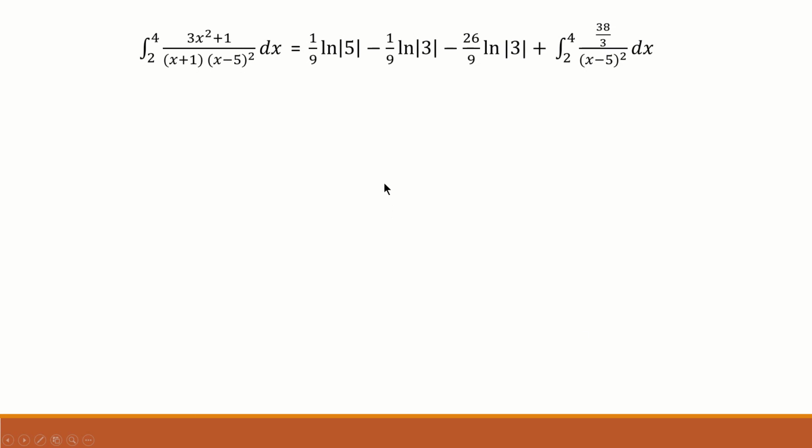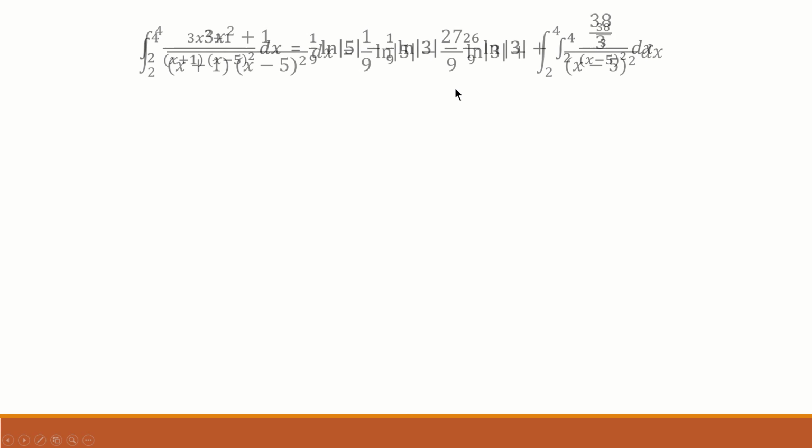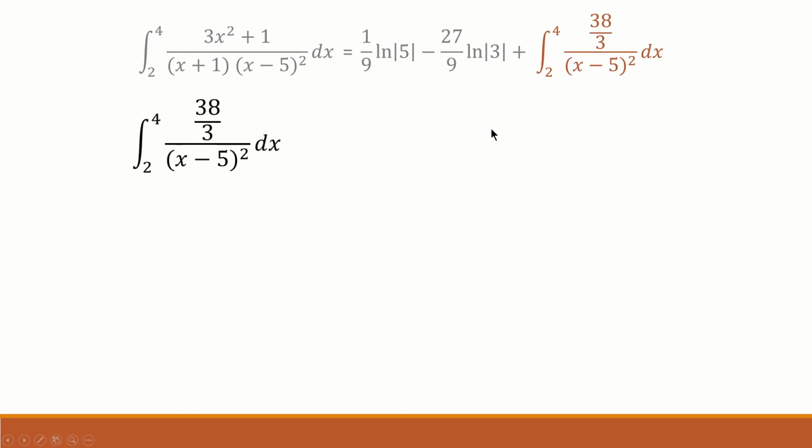When that's subbed back in, we can see that these terms here will easily combine. We get 1/9 natural log of 5 minus 27 over 9 natural log of 3 plus our third and final integral, which is 38 over 3 over x minus 5 squared. And this one's a little different, but it's still a basic u substitution.